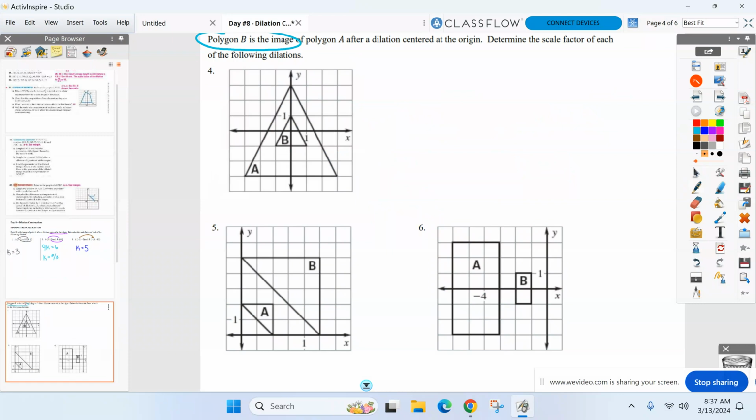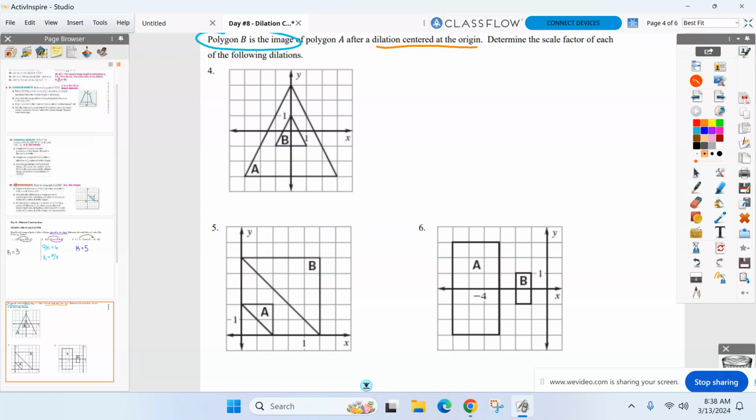Even better. Look at this. After a dilation at the origin, now we can use my shortcut. What did I multiply by? First, is polygon B getting smaller or bigger in number 4? Smaller. So the scale factor you give me should be less than 1. It should be between 0 and 1 because polygon B got smaller.